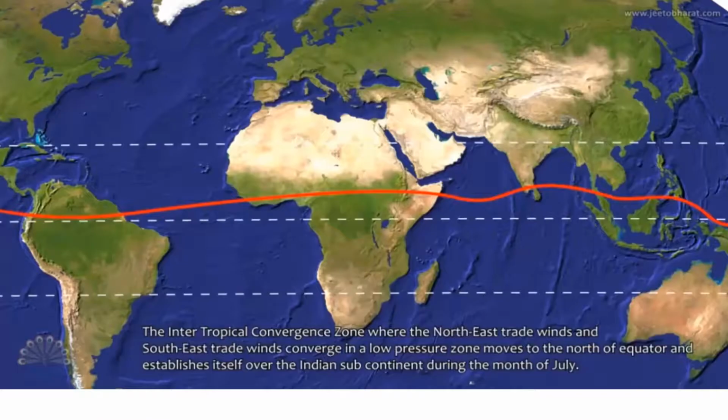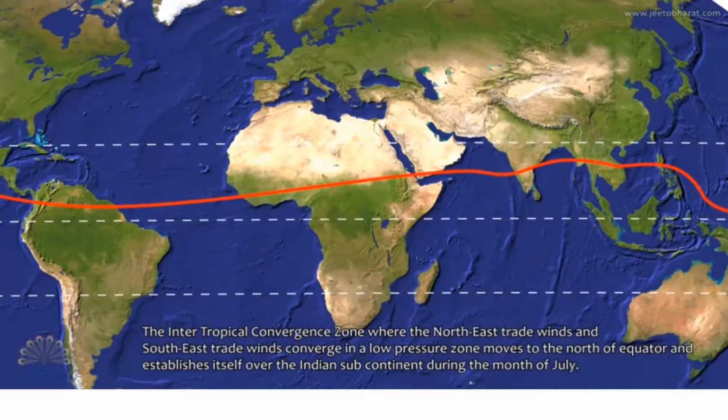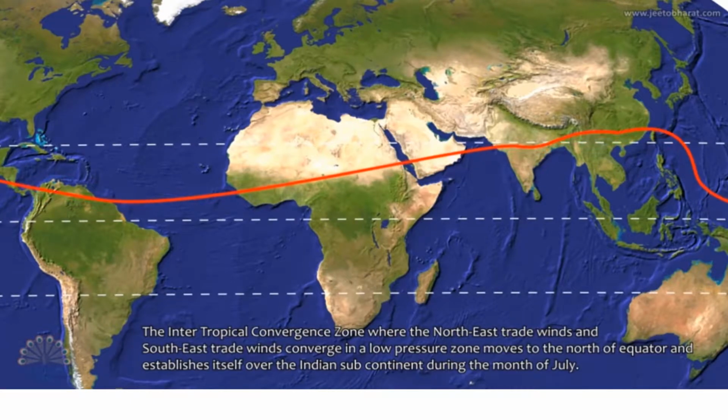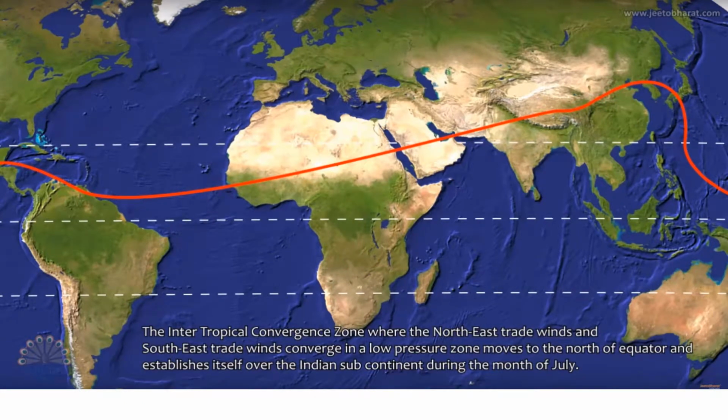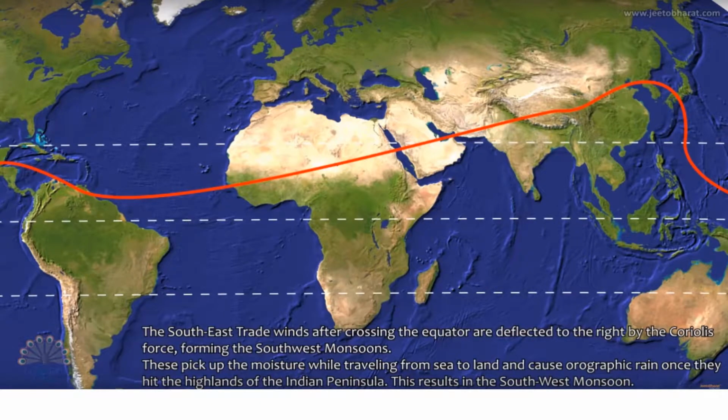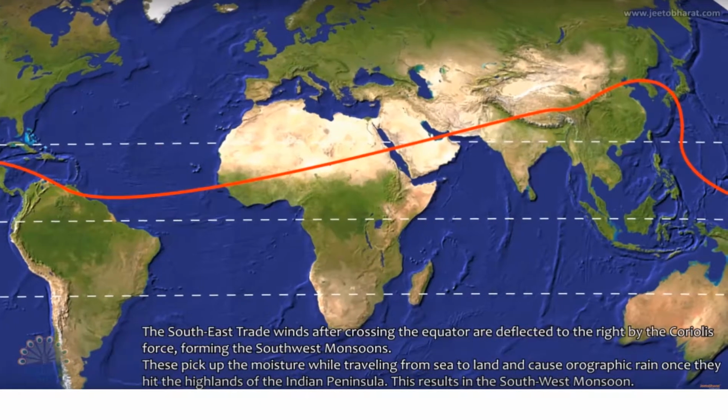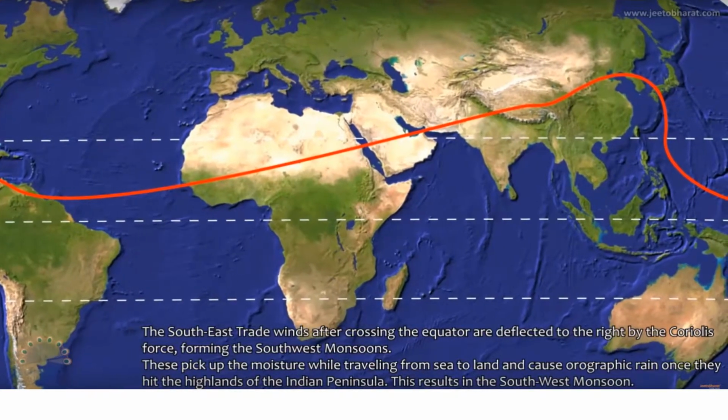The major driver of the monsoon climate of the subtropical evergreen forest is the intertropical convergence zone, causing the northeast trade winds and southeast trade winds to converge in low pressure zones, and also the Coriolis effect, deflecting trade winds, causing them to travel from sea to land, bringing moisture along as they move closer to the equator.